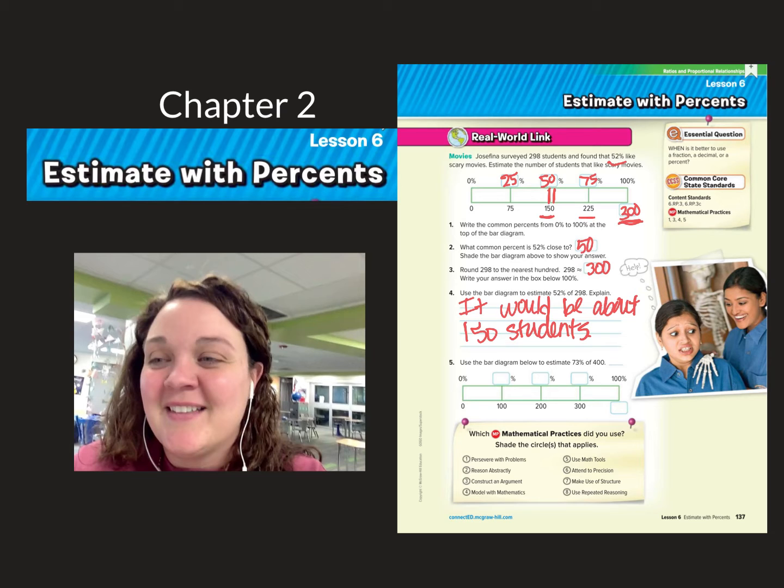Here we go. It says use the bar diagram below to estimate 73% of 400. So if 400 is 100%, 200 would be 50%, 300 would be 75%, and 100 would be 25%. So if I was going to estimate 73%, that's pretty much 75%. So it's going to be about 300.